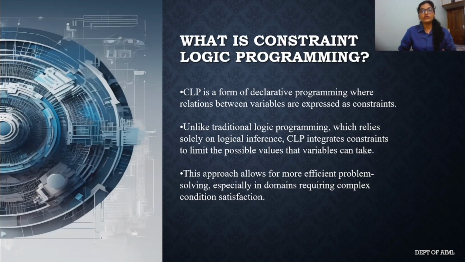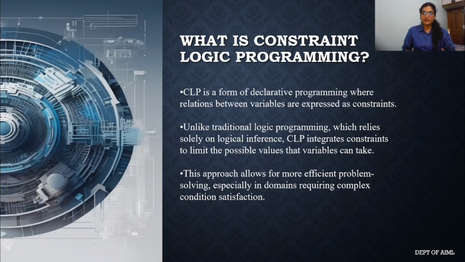Foremost, we are going to see what constraint logic programming is. Constraint logic programming is a form of declarative programming where the relations between the variables are expressed as constraints. Unlike traditional logic programming, which relies on logical inference, in this we integrate constraints to limit the possible values that the variables can take.